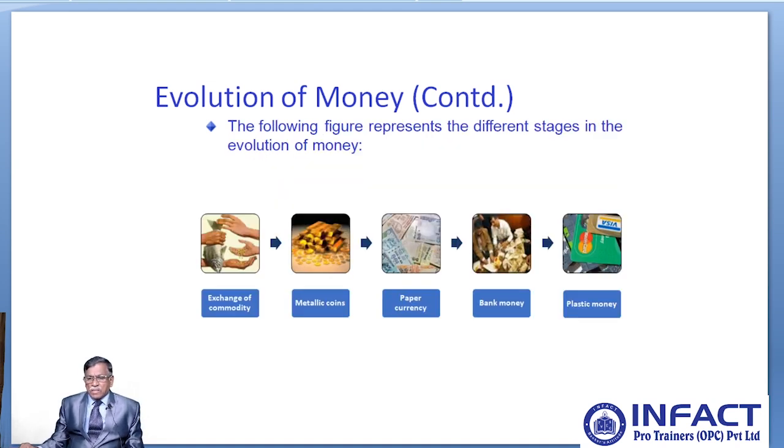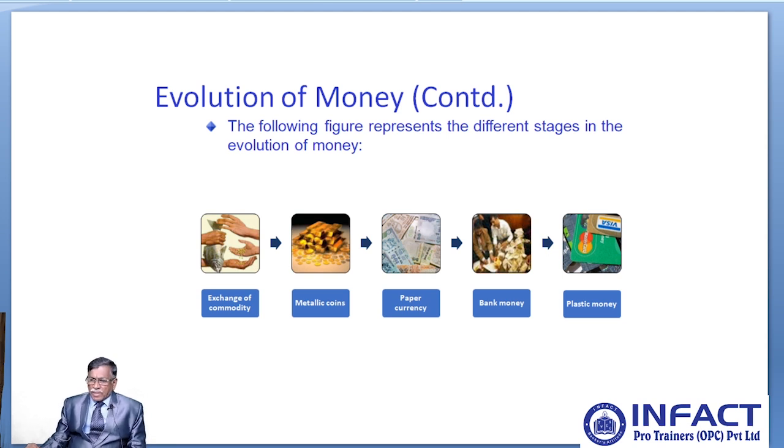If you look at this display, you can see some pictures. These pictures represent the different stages of evolution of money. The first one talks about exchange of commodity. In the earlier days, people used to exchange commodities against each other. Then we have metallic coins. After some time, people came out with coins made of metals. And then we have paper currency, which is what you are using nowadays.